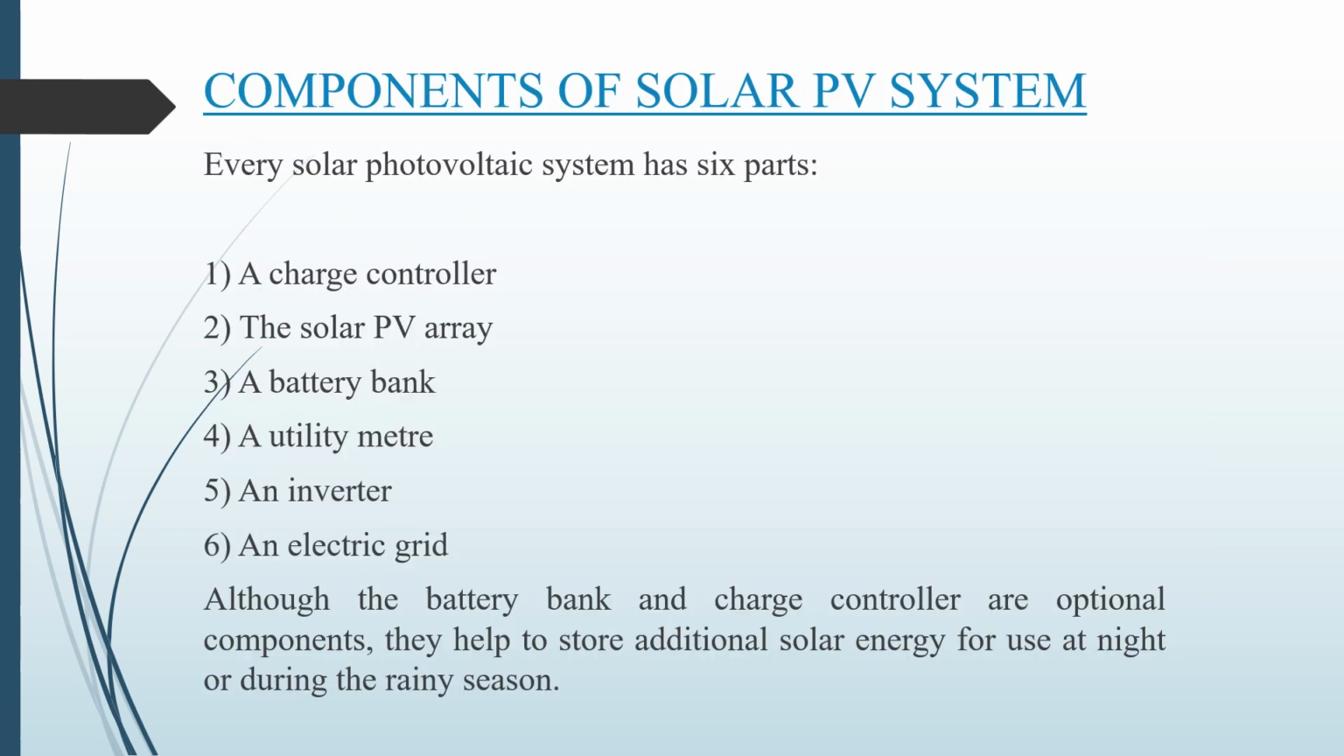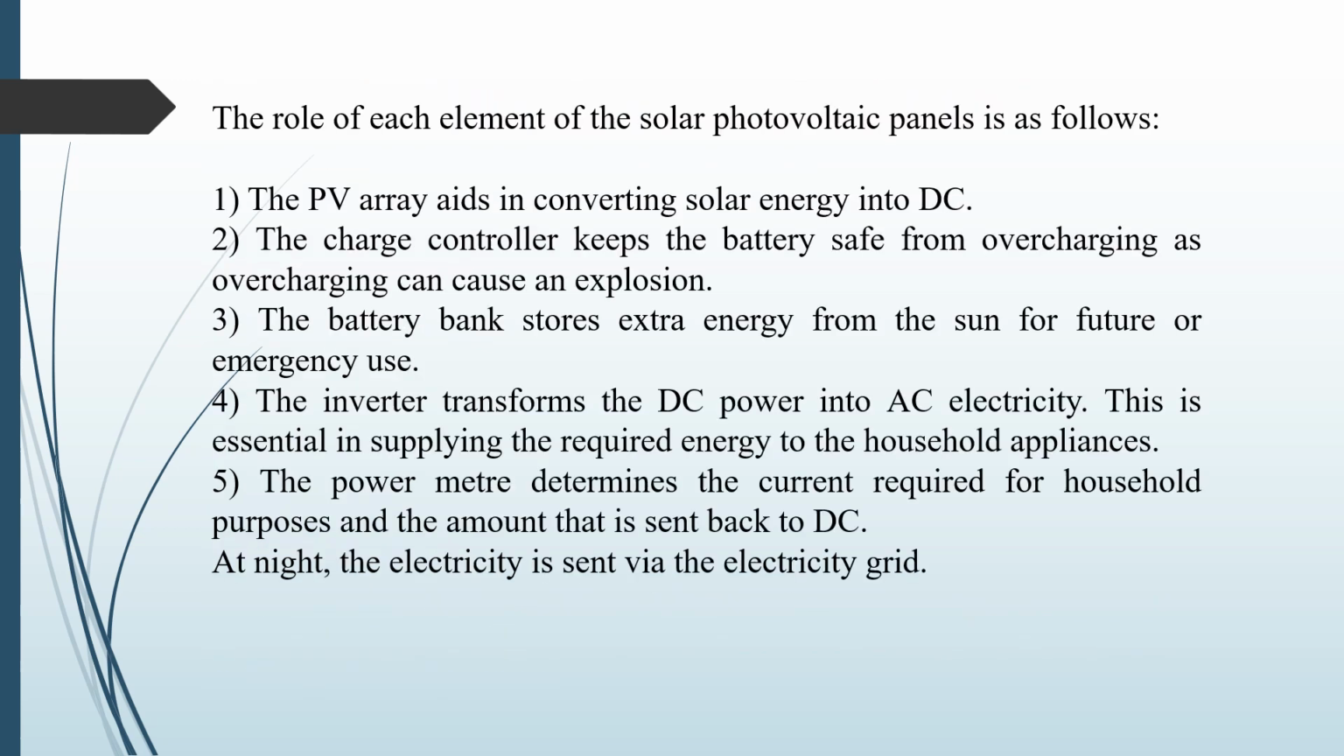So the components of solar photovoltaic system are a charge controller, the solar PV array, a battery bank, a utility meter, an inverter, and electric grid. The role of each element of the solar photovoltaic system is as follows. The photovoltaic array aids in converting solar energy into DC, that is direct current.